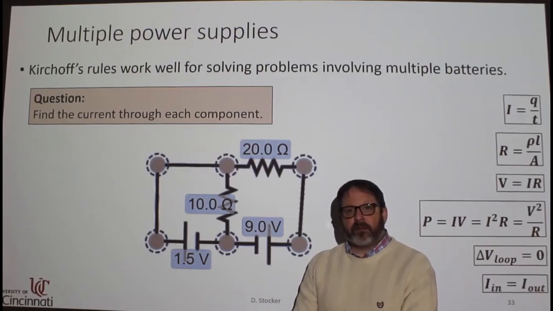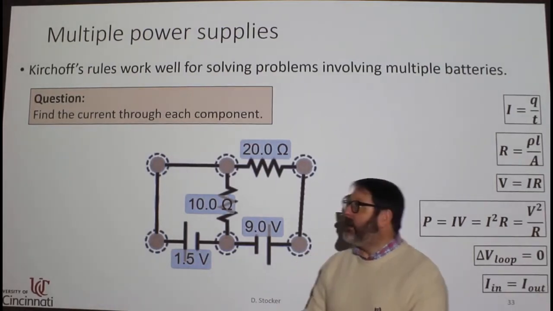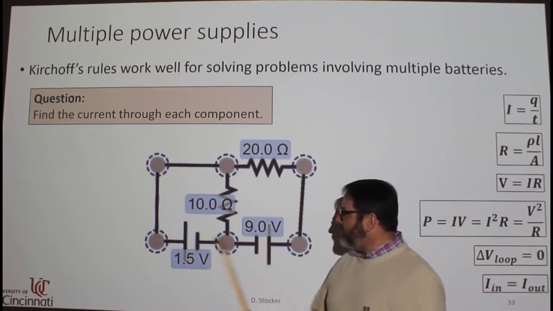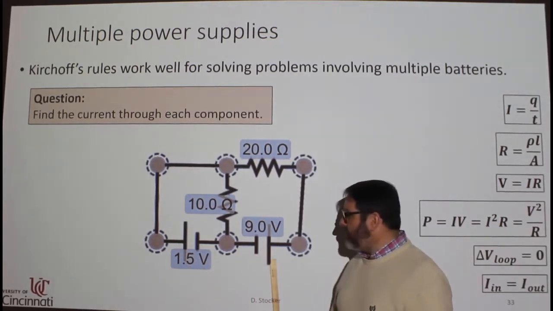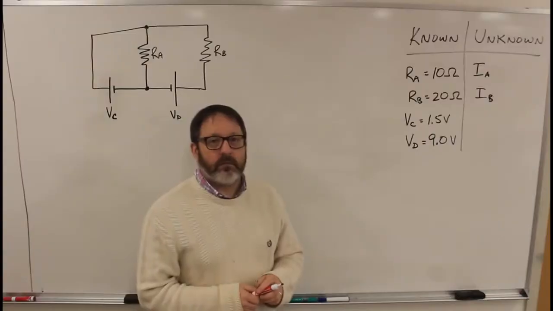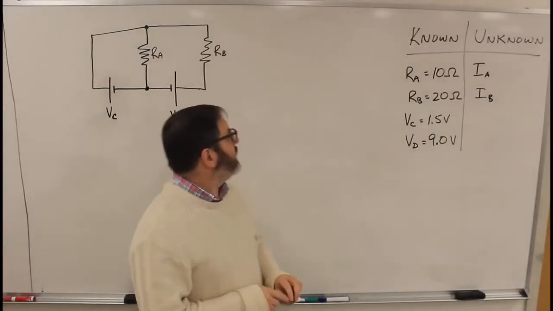In this video, I'll show how to analyze a circuit that has multiple power supplies. You can see that in this circuit there are two different batteries, one with 1.5 volts, one at 9 volts. Here I've redrawn the circuit.